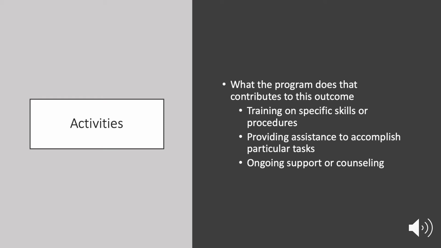So the next three things are really about what your program is doing. First, the activities. Again, it's focused on the specific outcome in your outcomes chain that the program is dealing with. So the activities of the program are going to address that. That may be training on specific skills or procedures. It may be providing assistance. It may be ongoing support or counseling. Again, this is going to look different depending on what your outcome is, but those are just some ideas to think about. What are the activities within the program that contribute to a particular outcome?